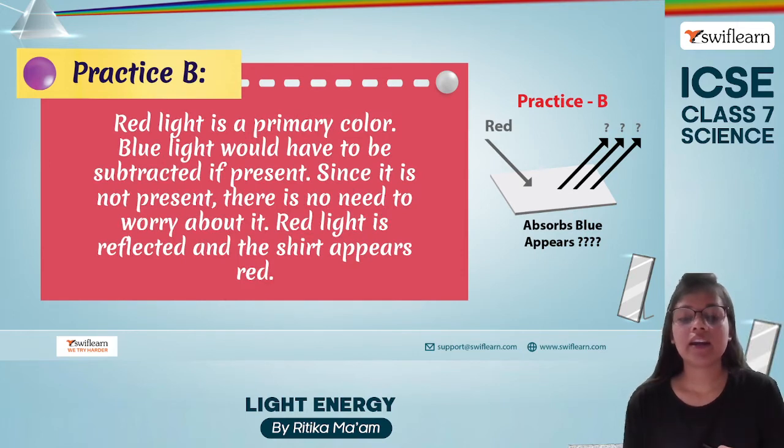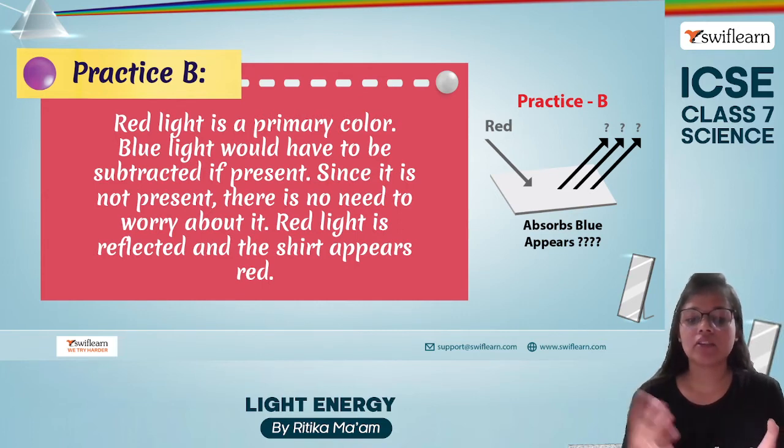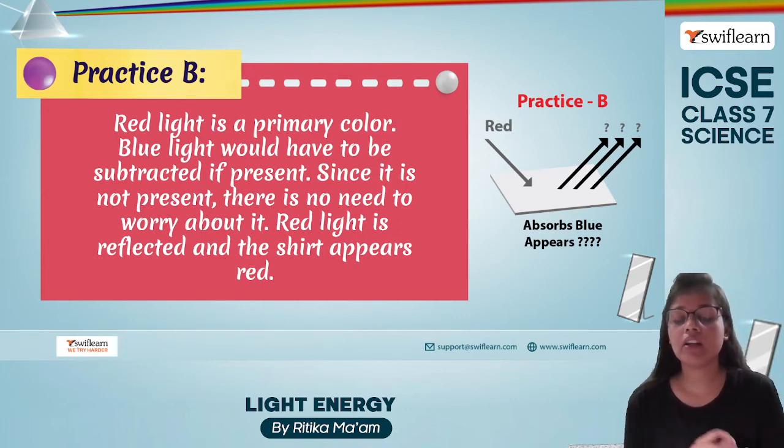So the shirt will appear red. Next, red, again it is a primary color, so blue light would have to be subtracted if present. Here no other light is present, so we do not need to worry about it. Red light is reflected and the shirt will appear red only, because red is a primary color and we do not need to subtract anything from it.